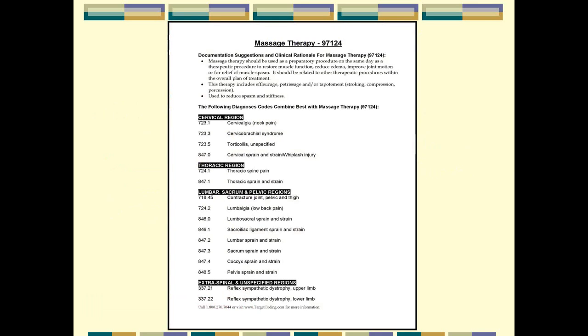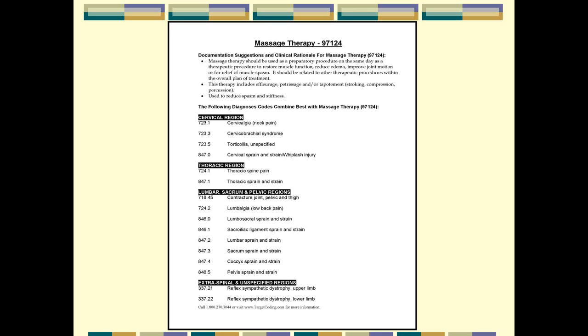I just put up a sample page of a book. This is a book that I strongly recommend everybody get. It's called CPT Diagnosis Code Linking. So here's an example. This is an excerpt, one page out of the book. Massage therapy, 97124 is the CPT code. And then all the diagnosis codes are listed here. Well, these are just a few. There's, I don't know, probably 50 or 60 diagnosis codes that link to massage therapy.